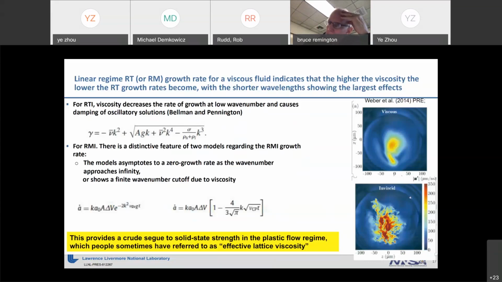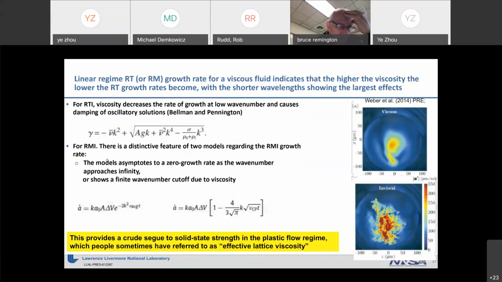But if you perform the same calculation but turn on the viscosity, then you can see all the small scale structure gets damped out, and you only have the very large scale structure left over here. That means viscosity has a very important effect on suppressing the growth of the Rayleigh-Taylor or Richtmyer-Meshkov instability. Here is a formula I'm going to put up without going into the details, just to point out that for both Rayleigh-Taylor and Richtmyer-Meshkov instabilities, the higher the viscosity, the lower the growth rate.